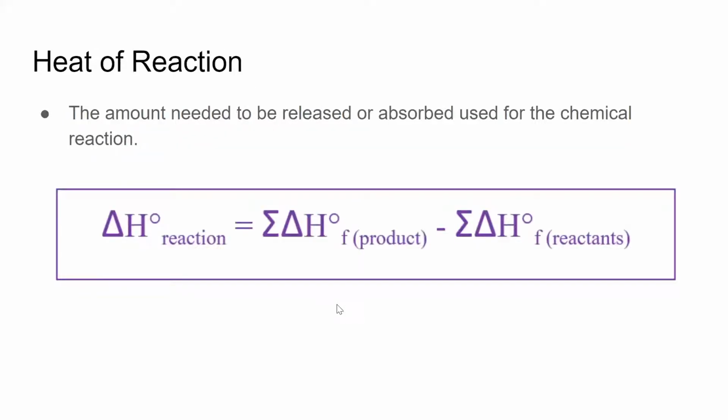So the heat of reaction is the amount of energy released or absorbed in a chemical reaction. The enthalpy of the reaction, or the heat of the reaction, is equal to the sum of the products minus the sum of the reactants. That's all you need to know for that one. Do note that if your reaction has more than 1 mole, you have to incorporate that into your calculations.